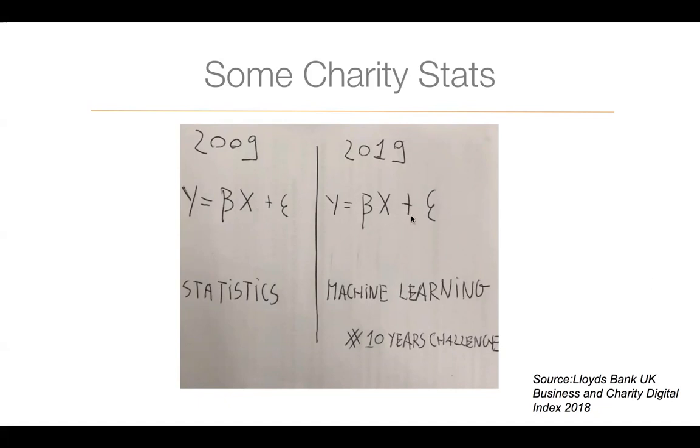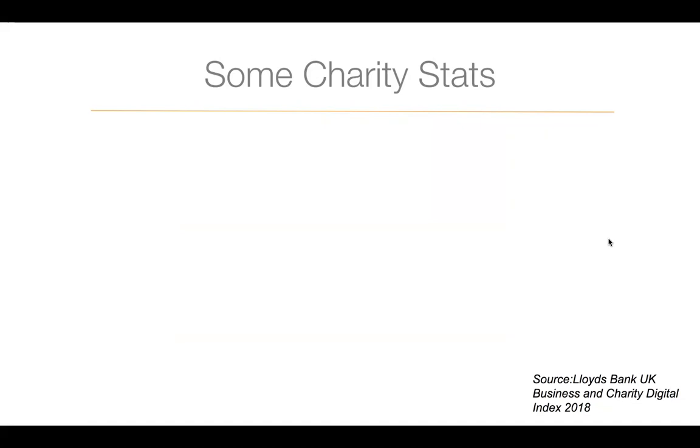As you can see, the humble linear regression here. It used to be called statistics in 2009. In 2019, it is now called machine learning. I guess the one differentiator there is the amount of data that's used.